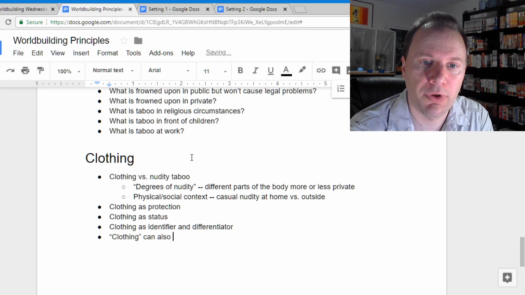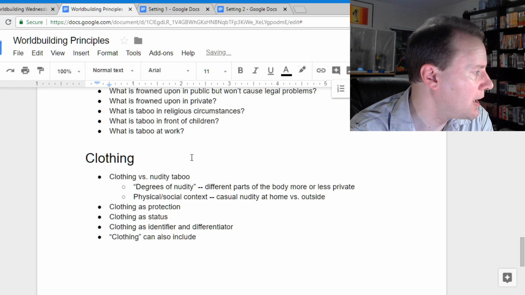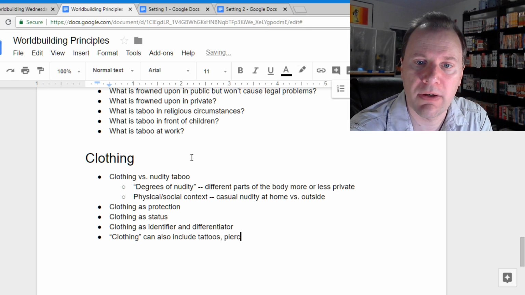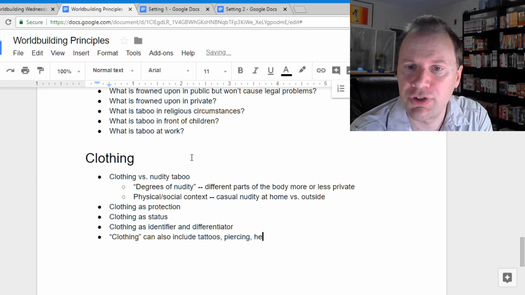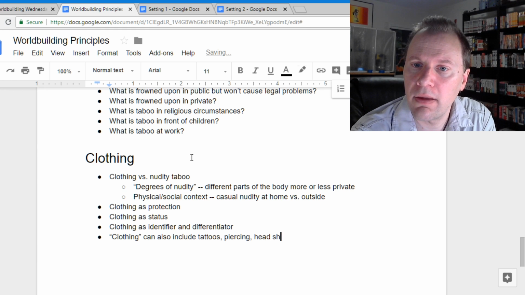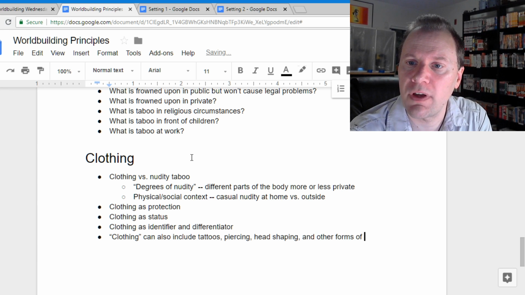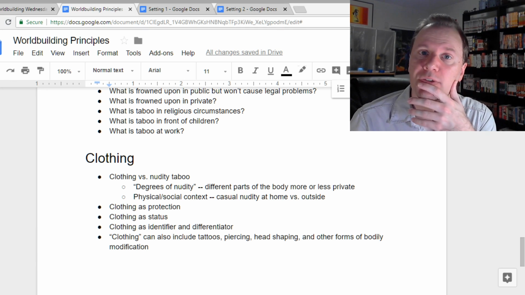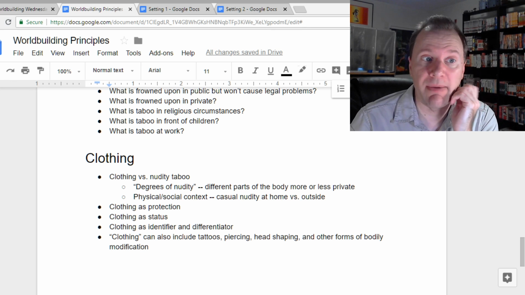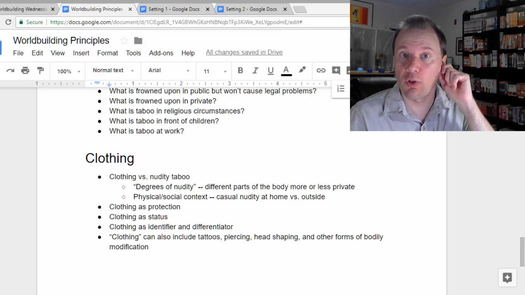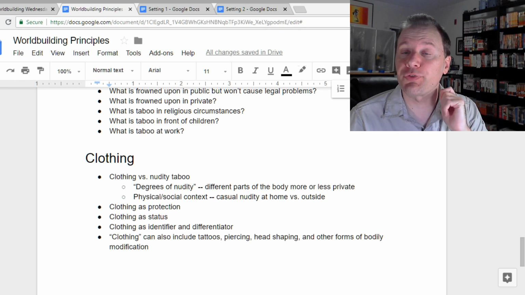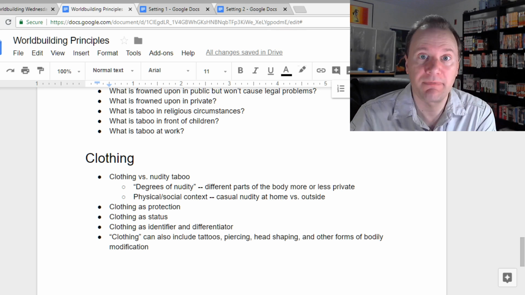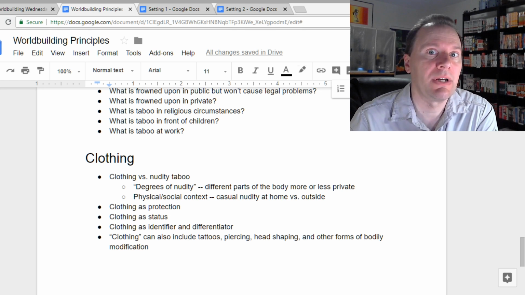Clothing can also include tattoos, piercing, head shaping, and other forms of bodily modification. Okay. And that would actually tie into this, where in some caravans it might be everybody has a single long earring that dangles from one ear. And that just identifies them as part of that caravan. It's just what everyone does.